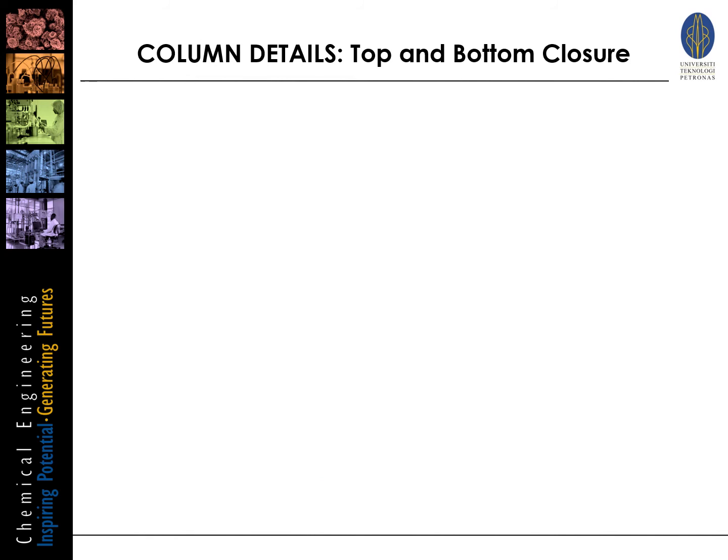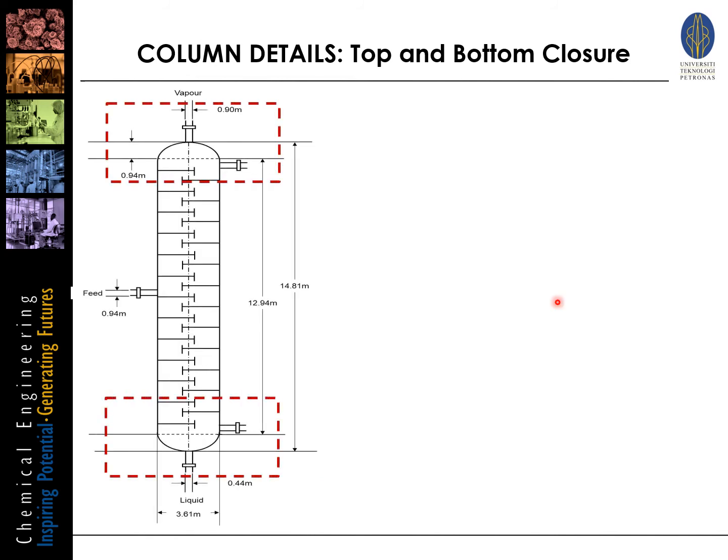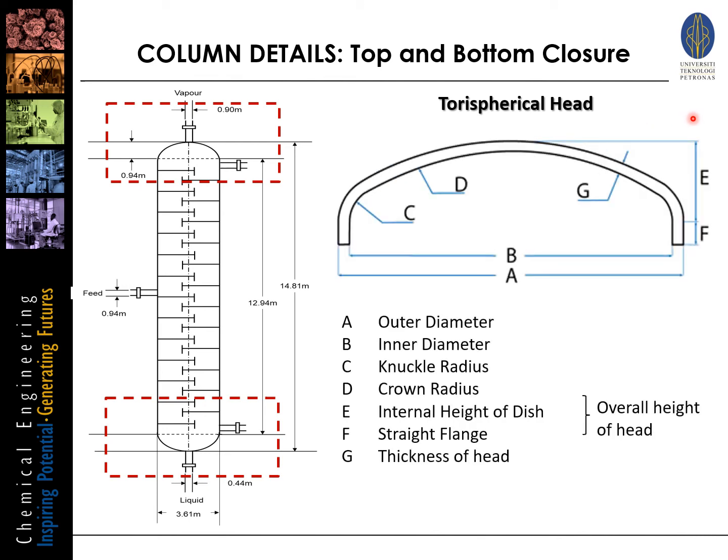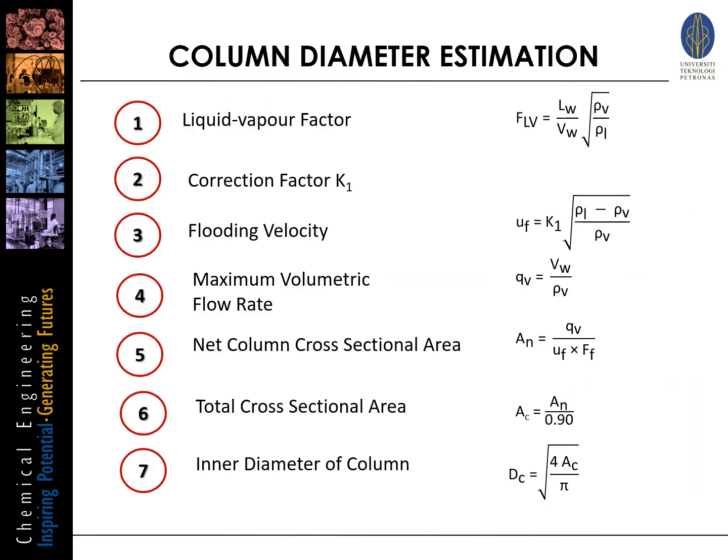So for this top and bottom closure, here, this and this is the top and bottom closure. So it's determined that the torispherical head is being selected. So the torispherical head, by zooming in, it looks like this, and these are the specifications, or these are the components that are inside this torispherical head, which is important to calculate the overall height of the head. Let us proceed to the column diameter estimation.